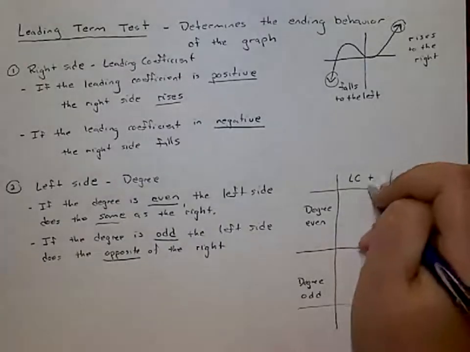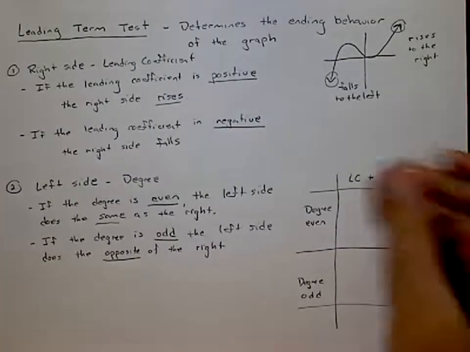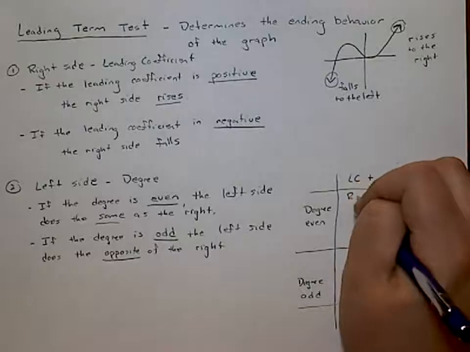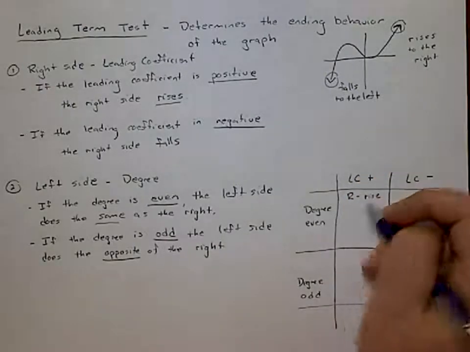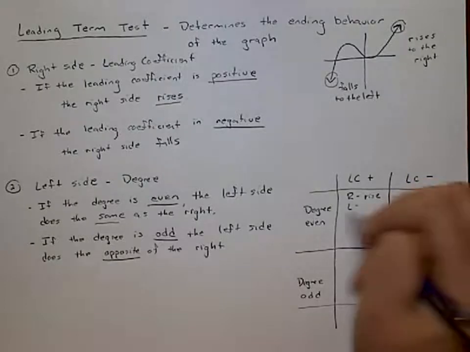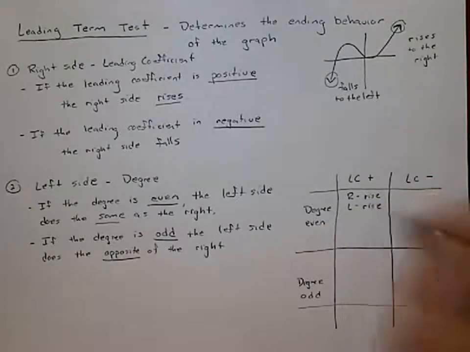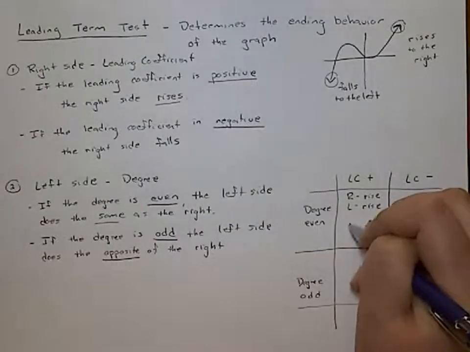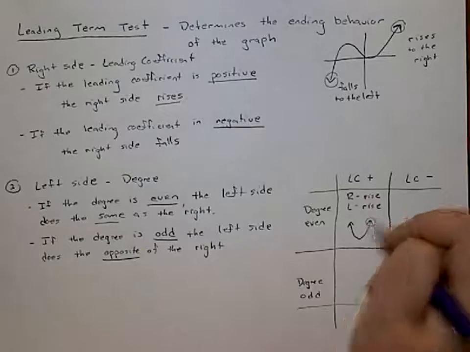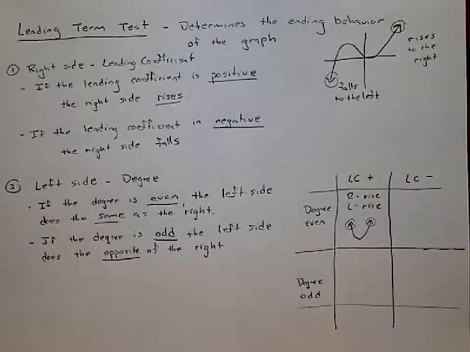If our leading coefficient is positive, your right side is going to rise. If the degree is even, your left side will also rise. That's your parabolas. That's your going up. The right side and the left side both rise.